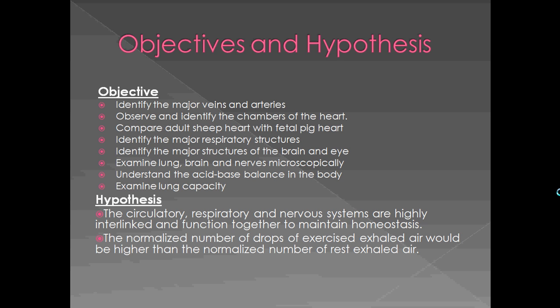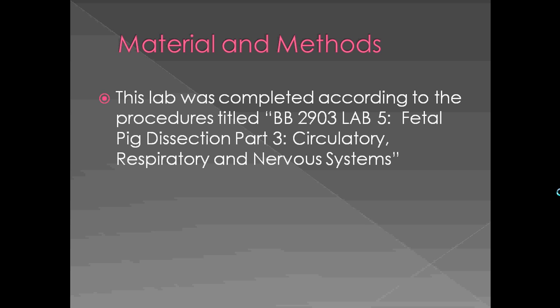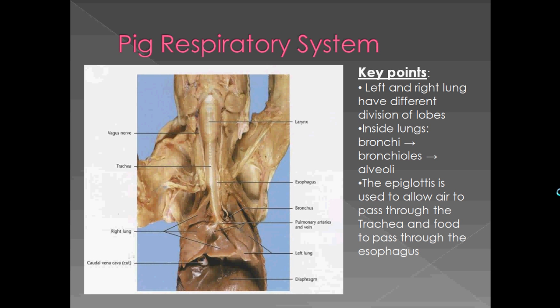Materials and methods were completed according to the procedures titled BB2903 Lab 5 Fetal Pig Dissection Part 3, Circulatory, Respiratory, and Nervous Systems. For the pig respiratory system, we observed inside of the pig. As you can see, the left and right lung have different divisions of lobes. The right lung is divided into 4 lobes, the left lung is divided into 2. In a human, the right lung has 3 lobes and the left lung has 2 lobes. This shows one of the differences in human versus pig anatomy.